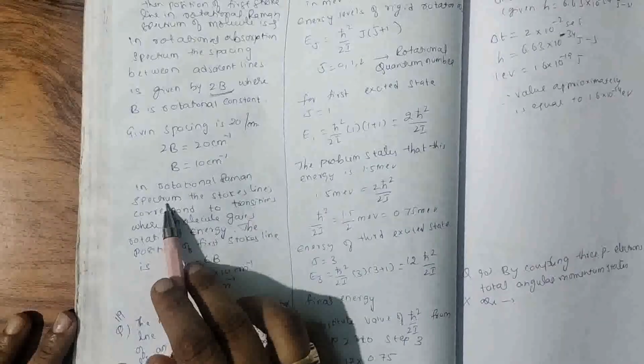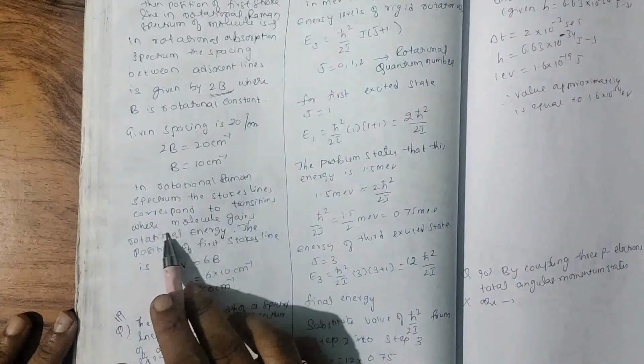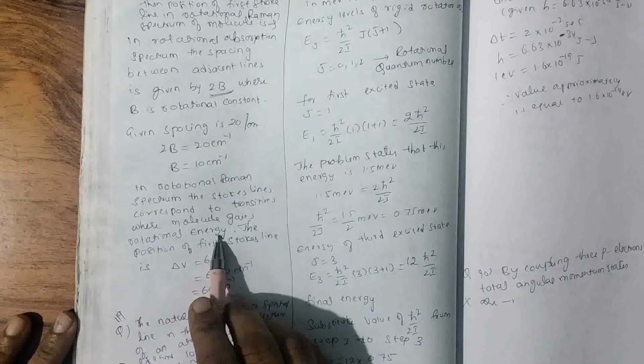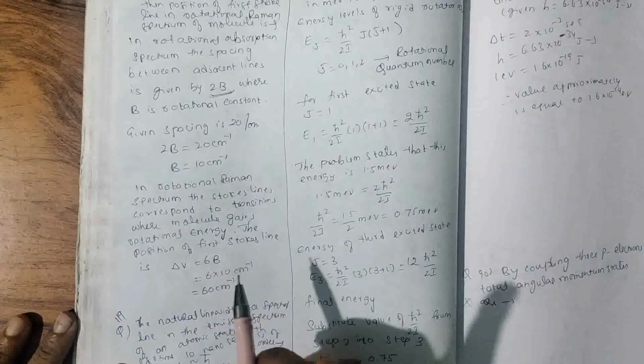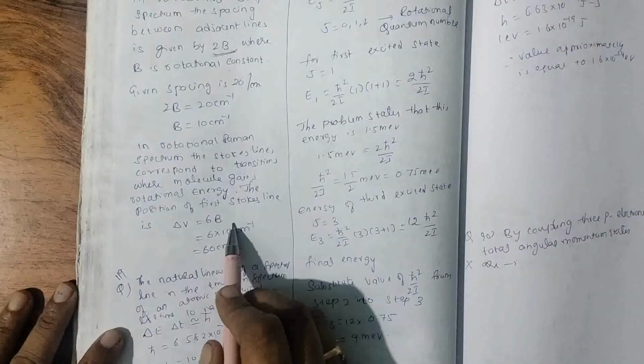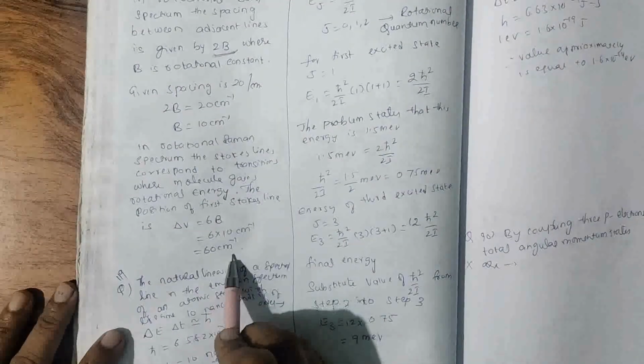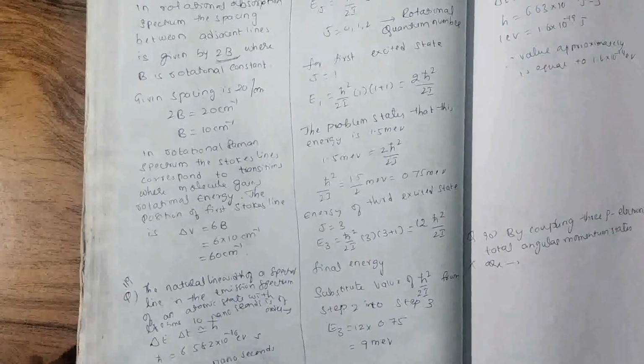Now, in rotational Raman spectrum, the Stokes lines correspond to transitions where the molecule gains rotational energy. The position of the first Stokes line, we write it as 6B. Okay, so 6 into 10, that is 60 centimeter inverse. Now next question, 119. Okay.